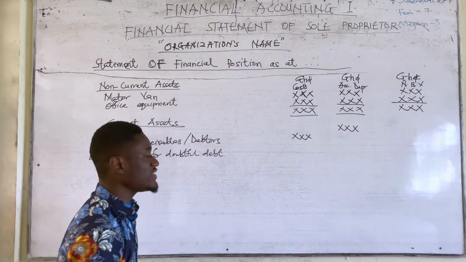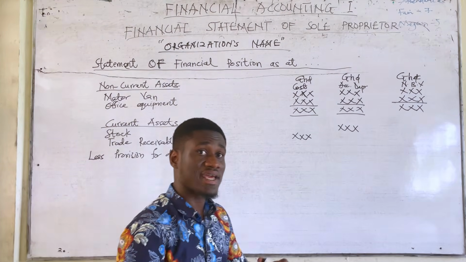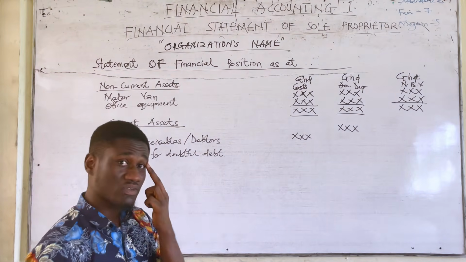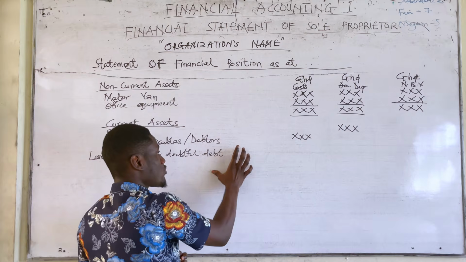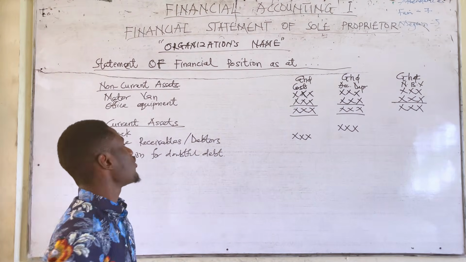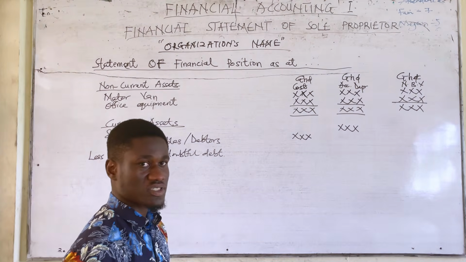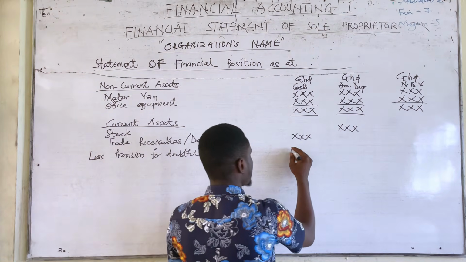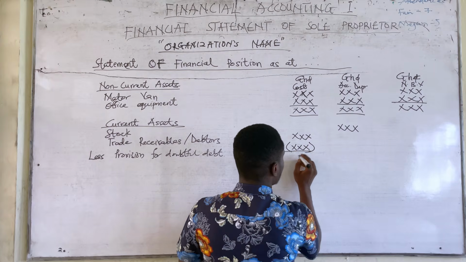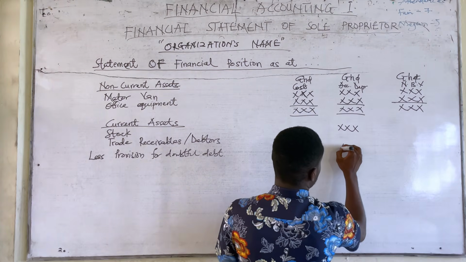You see, I said if there was something like this, you check for the new provision for doubtful debt, whether it's an increase or decrease. But with this one, what you are going to record here is the actual new provision for doubtful debt. What was the new provision for doubtful debt? That's what you are going to deduct from the trade receivable. Okay, so you deduct from it. What you get, you show it here.